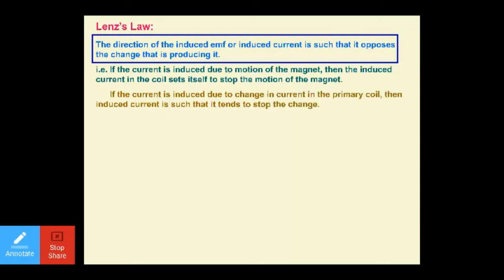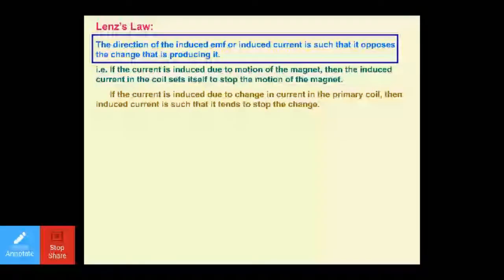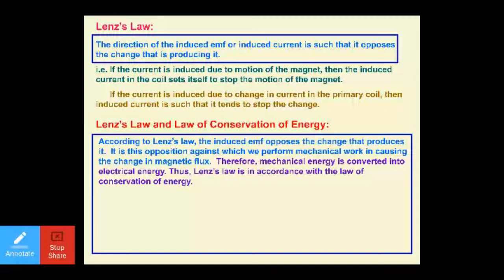If the current is induced due to the change in the current in the primary coil, then the induced current is such that it tends to stop the change. This is what we were already discussing: north polarity develops, so the magnet is not able to come closer. When the magnet is trying to go away, a south pole is produced, so what will happen? The magnet will not be able to go away from it.